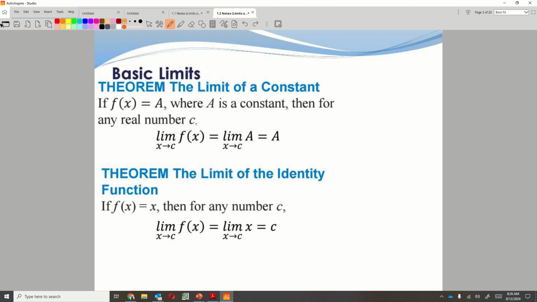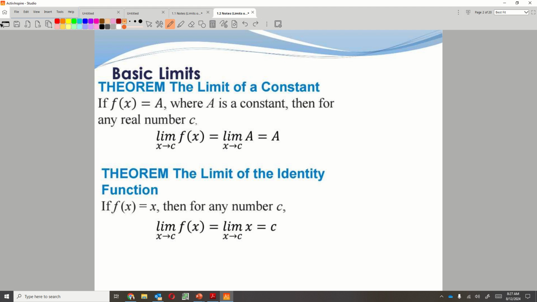Is pi a constant? Tree, is pi a constant? Is pi a number? Is it a variable? Try again. So pi is a constant.